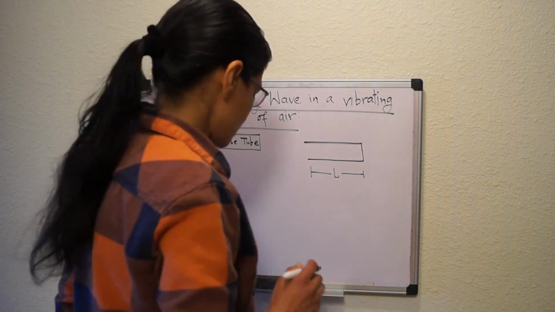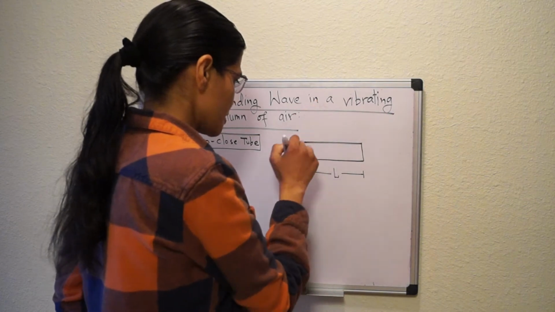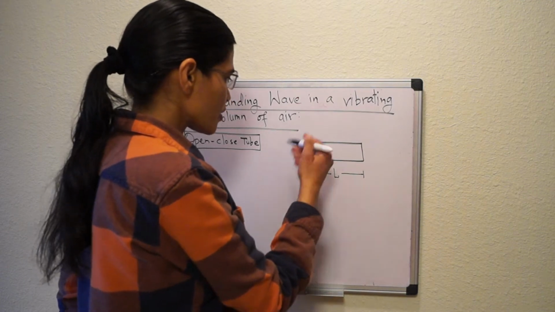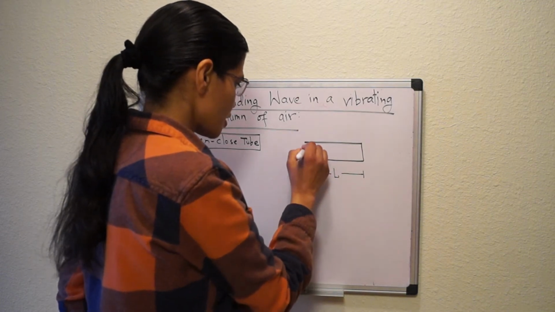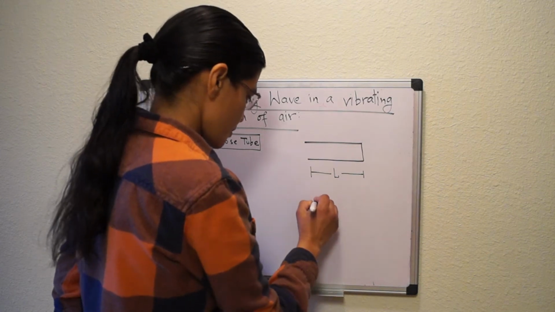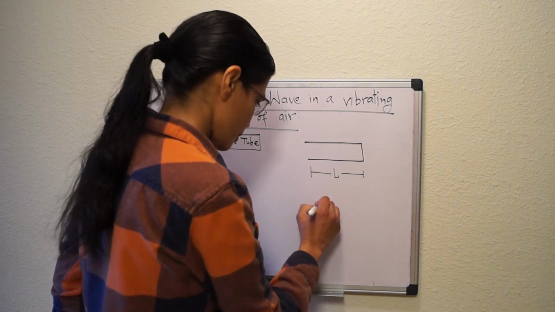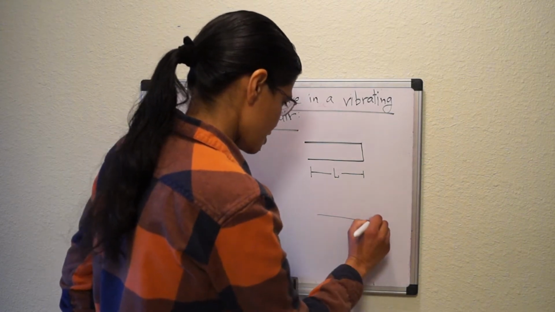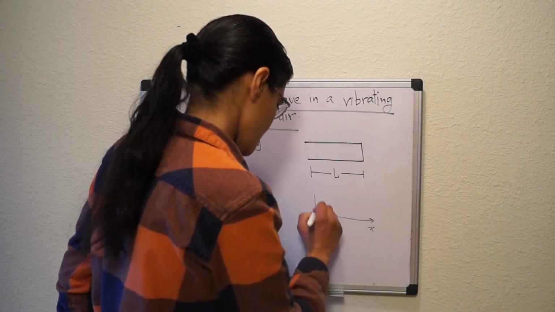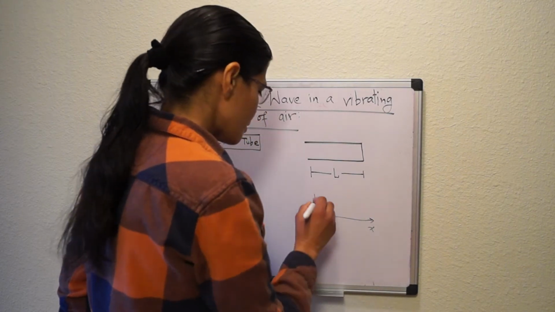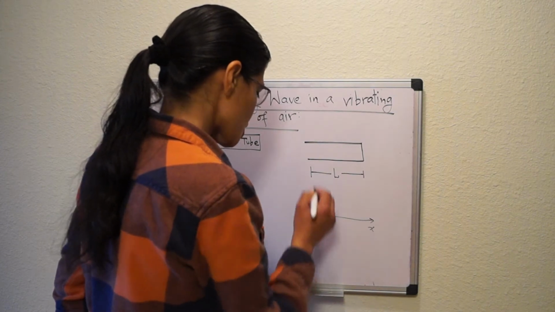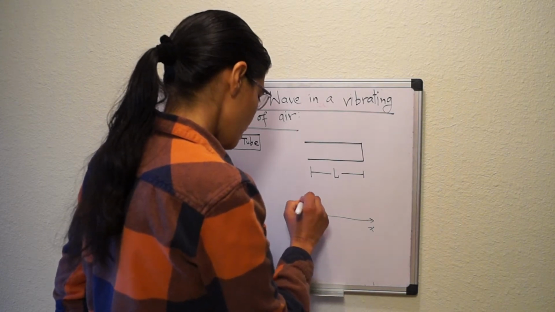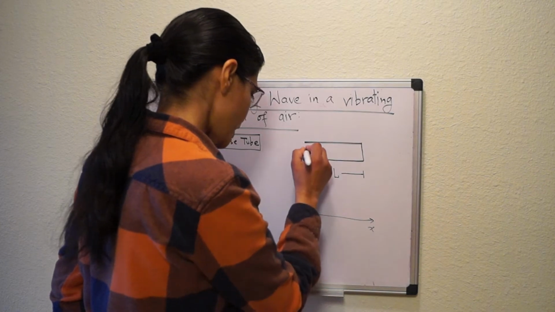Now this part I'm just going to write here a little bit. This part is open, so the pressure here is really atmospheric pressure. I'm going to make a diagram here. Let us say this is our x, and this is our origin. At this point the pressure is going to be some value of atmospheric pressure, P atm.